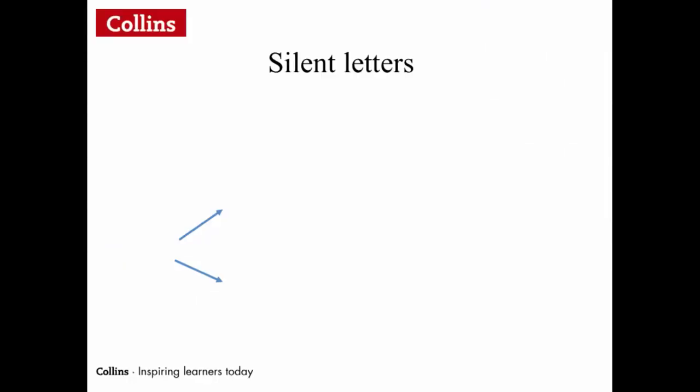Silent K. Now, when we say these words, we say night, knee, knife. We don't pronounce the K. For Chaucer and Shakespeare, that K was a pronounced letter. They would have said, as we heard earlier this week, knife, knight, knee. We don't know why the sound dropped out of the English language, but we do know that it started to be lost in the 16th century and that it had gone by the end of the 17th century.